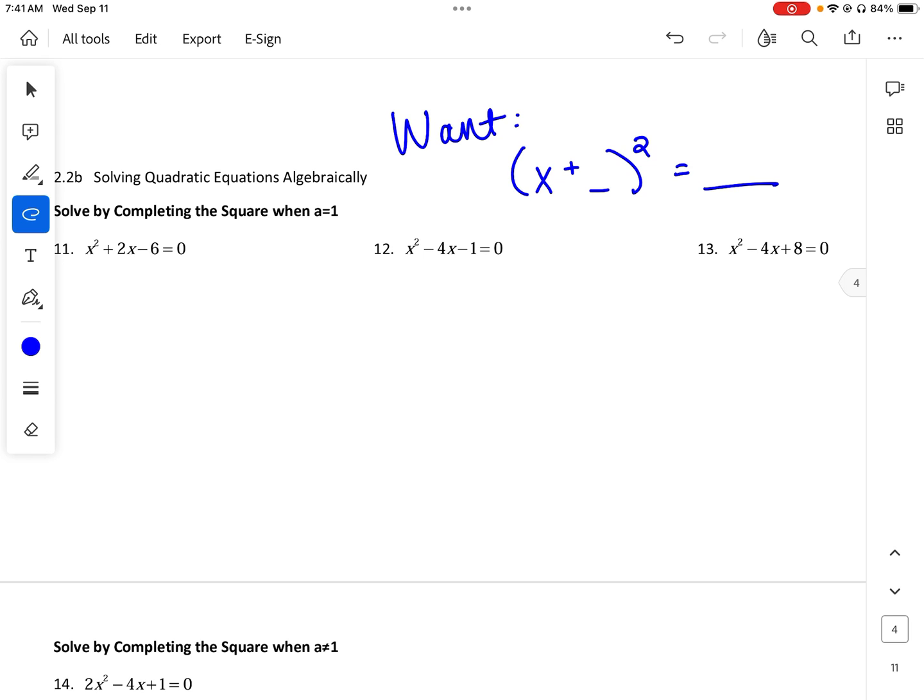last lesson. So what we have to do is we first have to move the constant to the other side and leave a spot. So that'll be a positive 6.